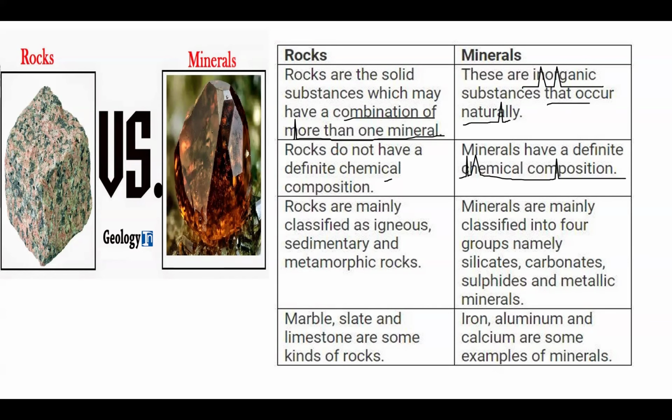And rocks are mainly classified into, as we already discussed, igneous rocks, sedimentary rocks, and metamorphic rocks. Whereas minerals are mainly classified into groups like silicates, carbonates, sulfates, metallic minerals, etc. Examples of rocks are marble, slate, and limestone. We will see what marble, slate, and limestone are in the coming slides. Examples of minerals are iron, aluminium, and calcium.